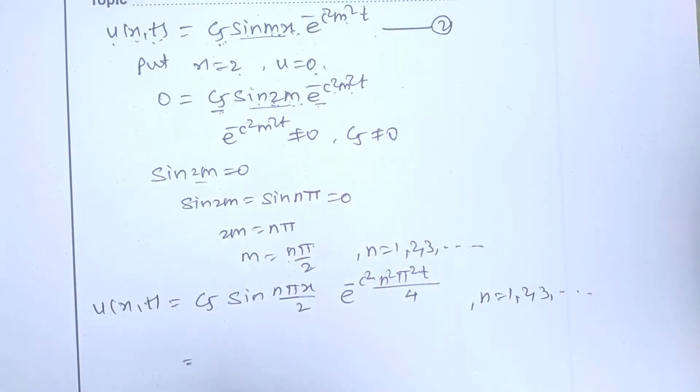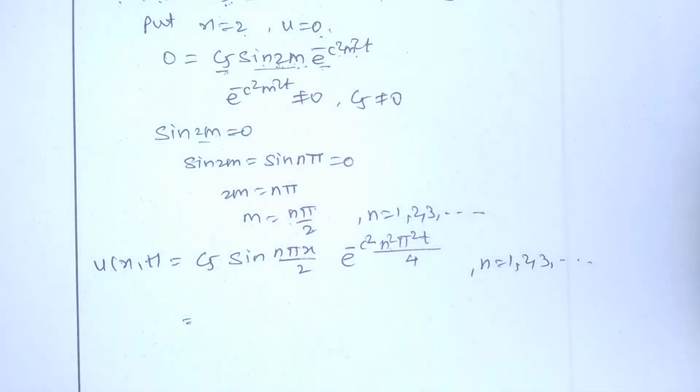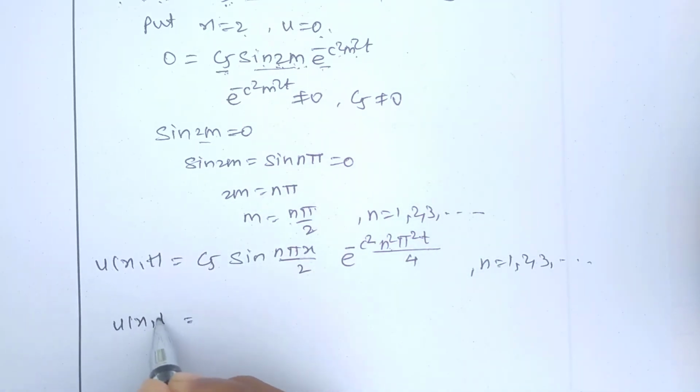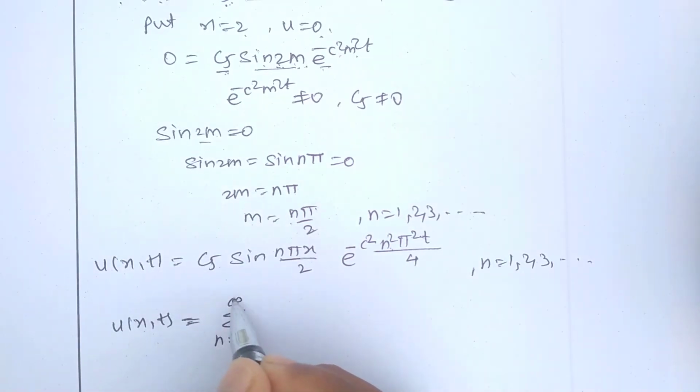In this equation, when you put n equals to 1, we will get the first solution. When you put n equals to 2, we will get another solution. When you put n equals to 3, we will get the third solution. Like that we will get infinitely many solutions after putting n equals to 1, 2, 3, 4, 5. Now we have to combine all these solutions and write the addition of these solutions. So we can add all these solutions as u of x, t equals to, addition is given by summation, n varies from 1 to infinity.